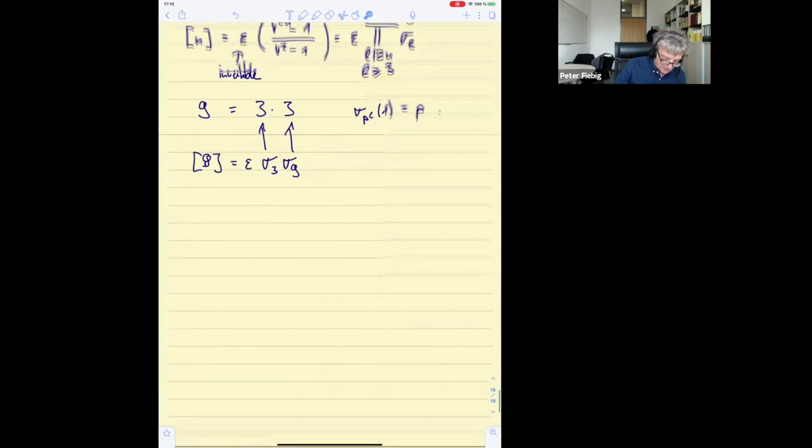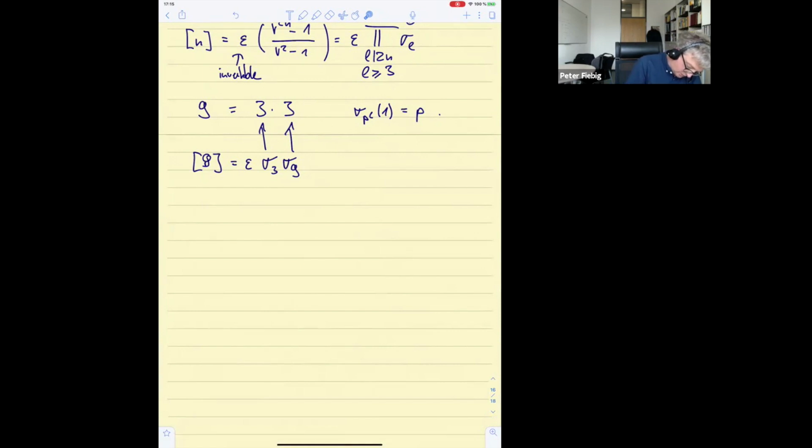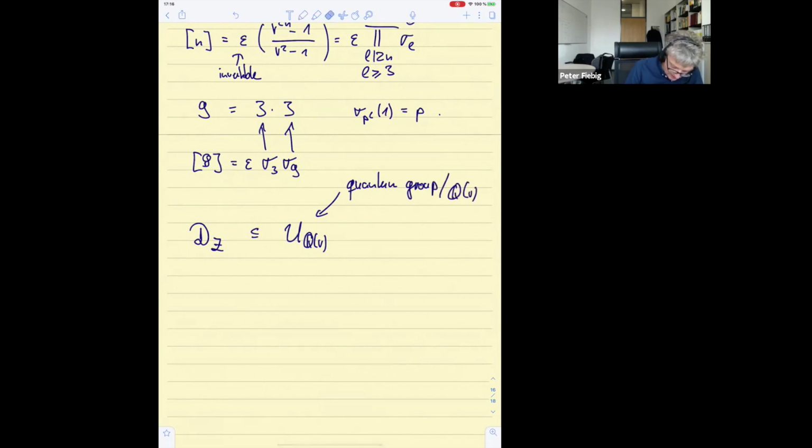And now let's get back to the theory. Of course, what we did now with numbers, we can do with the algebras of distributions or the enveloping algebra. So I want now to define curly D, curly Z as a subring in U_Q(v). So this is the quantum group, the generic quantum group over Q(v).